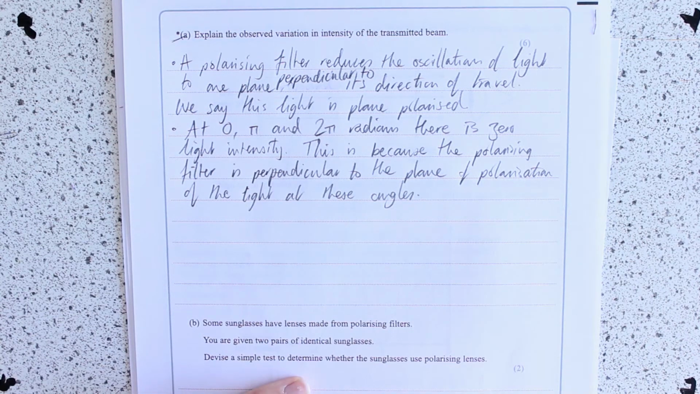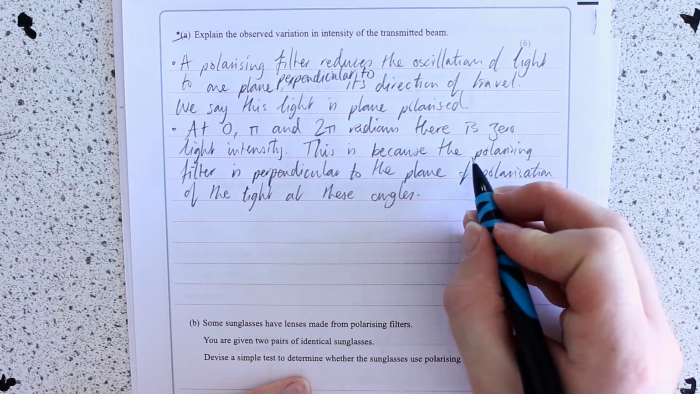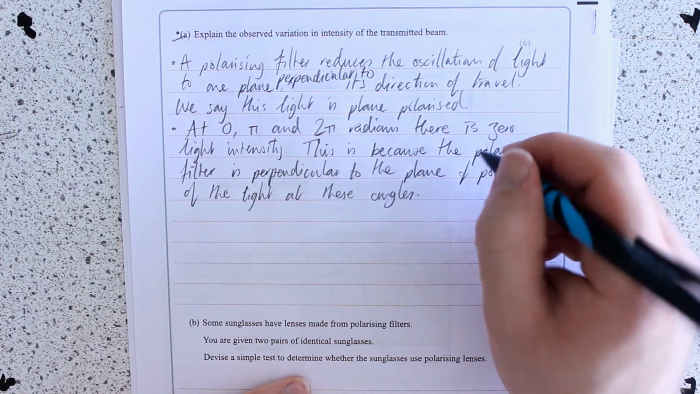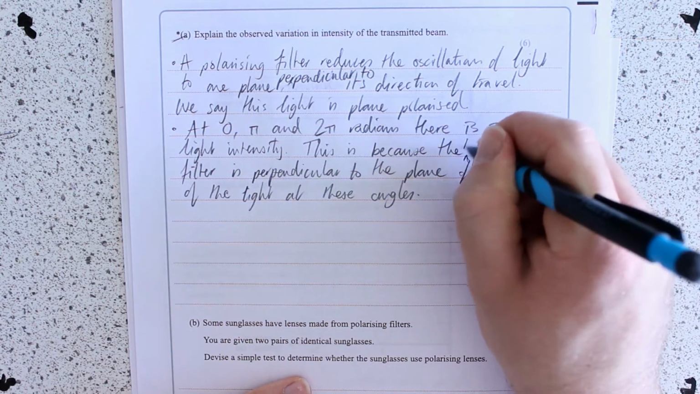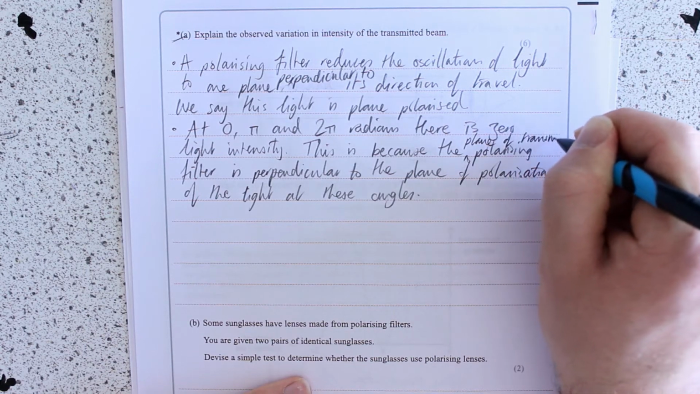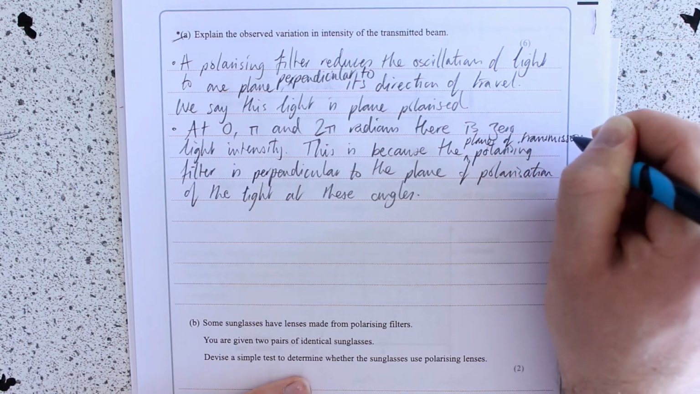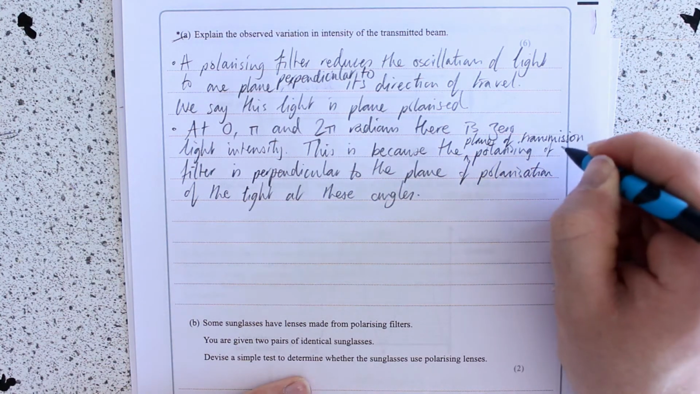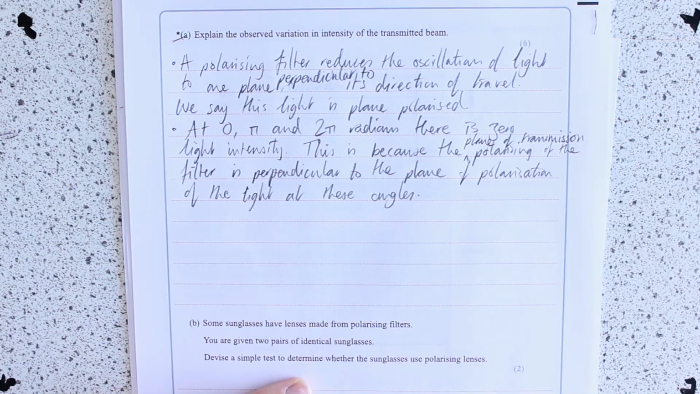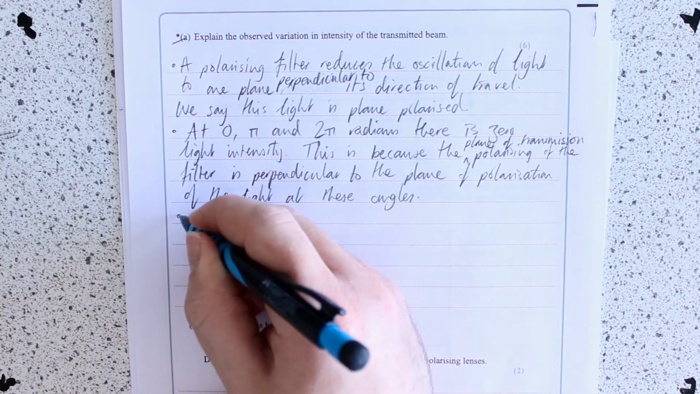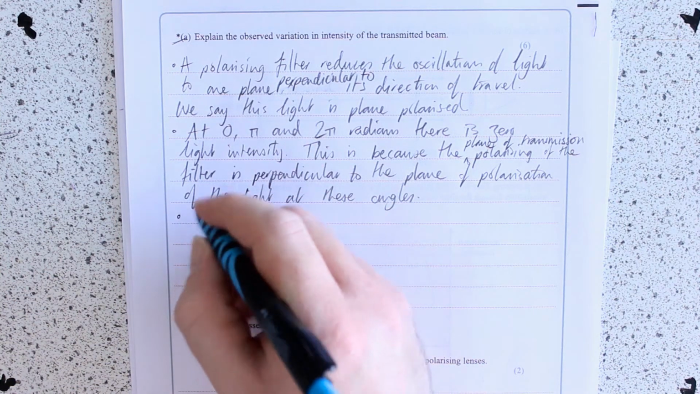Okay, so I could talk a little bit more. What do I mean by the polarizing filter is perpendicular? So the plane of transmission, let's just use that term in there, of the polarizing filter is perpendicular to the plane of polarization of the light at these angles. Okay, that makes sense to me. What about at the maximums then? That was my third bit.